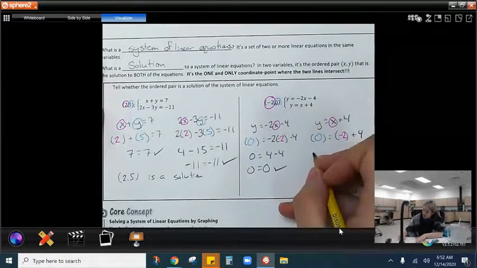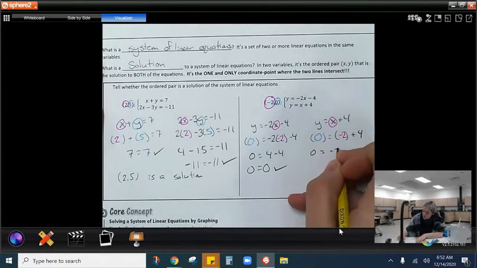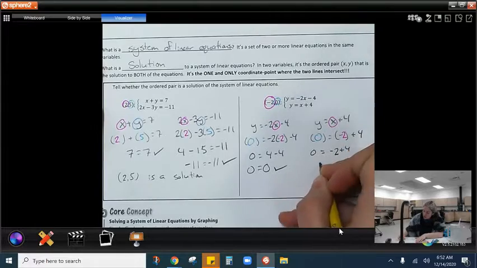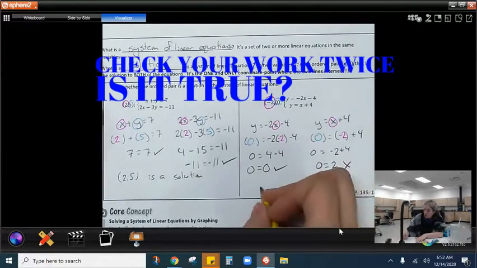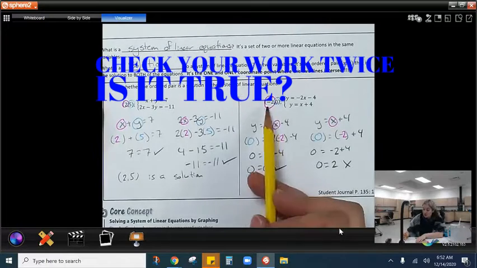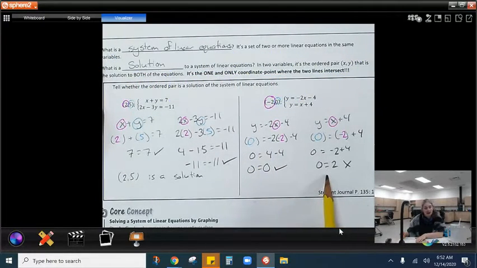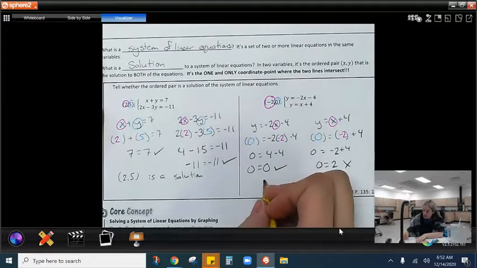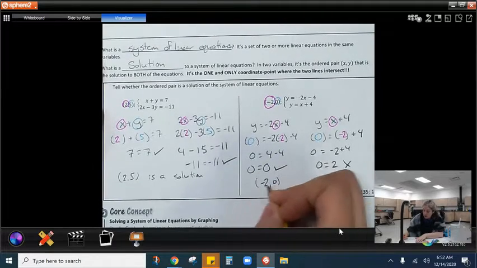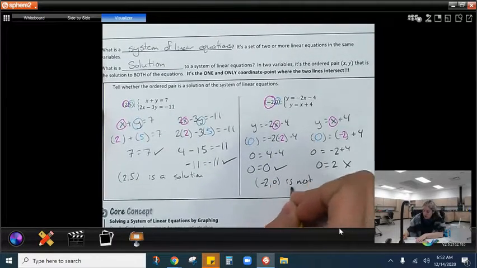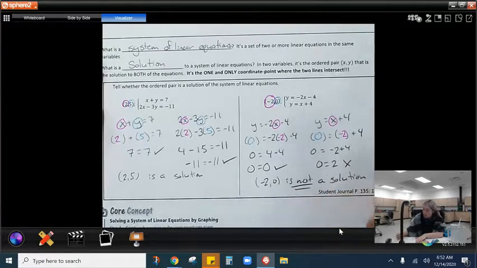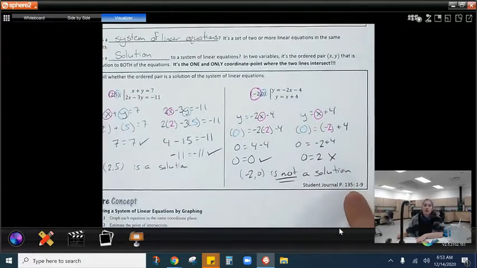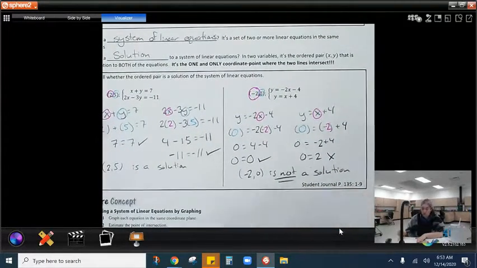And then for our next one here, we have 0 is equal to negative 2 plus 4. So that would be a positive 2. Is that true? No. So even though this point is on our first line, it is not on our second. So this is not a solution. So (-2, 0) is not a solution. There are some more questions like this on page 135 of the Student Journal, questions 1 through 9.